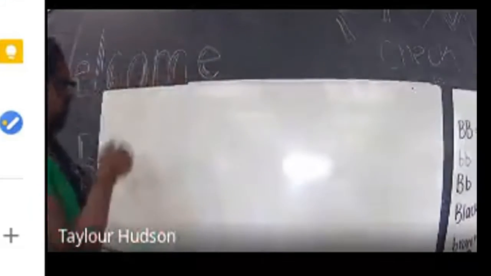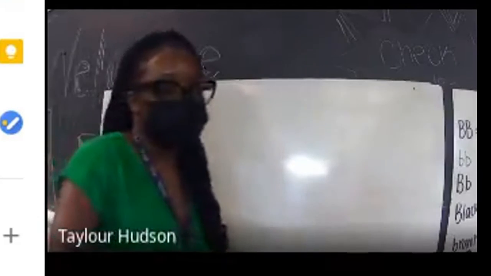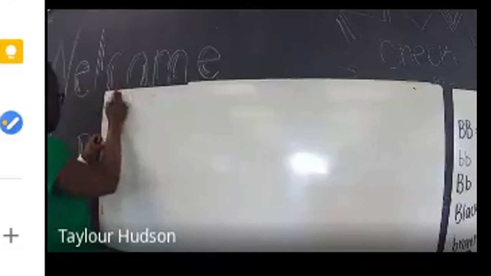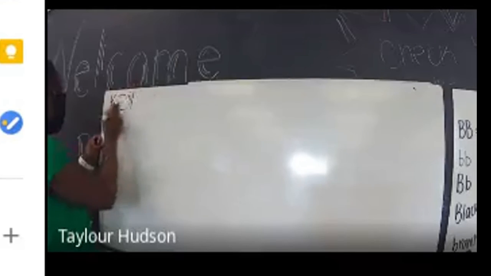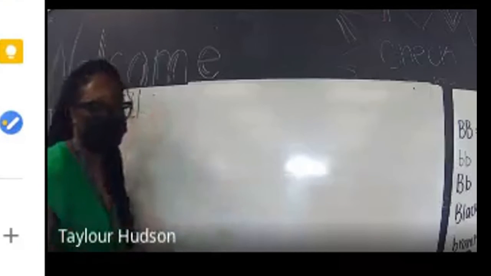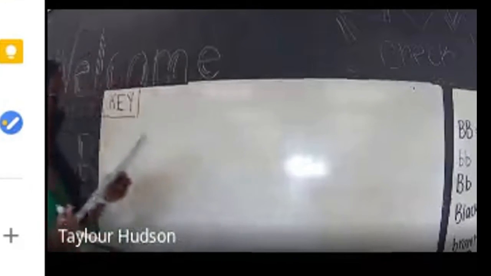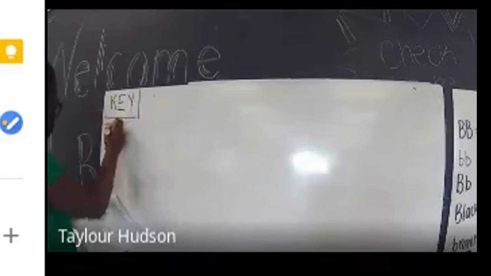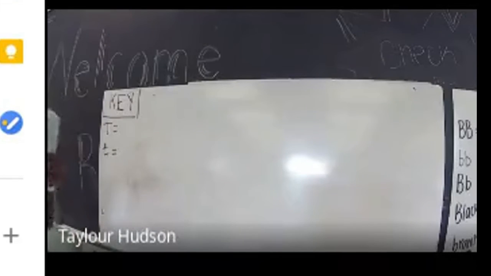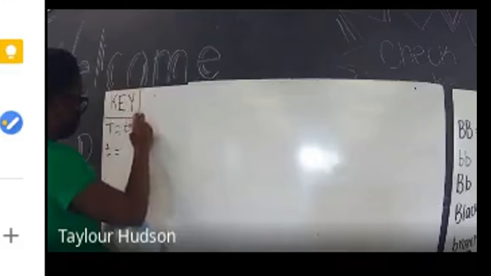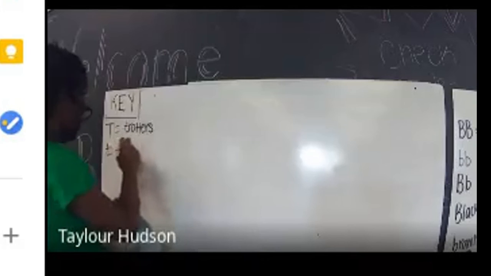Okay, so I'm going to make my key. My key is going to be a little bit bigger, though, because now I'm dealing with 2 traits. All right, so my first trait I have are trotters and pacers. So I'm going to use capital T and lowercase t. It says that trotters are dominant over pacers. So I'm going to make my capital T trotters and my lowercase t pacers.